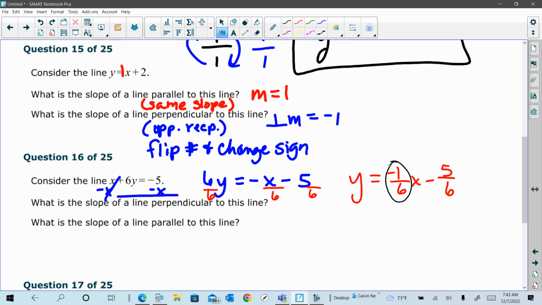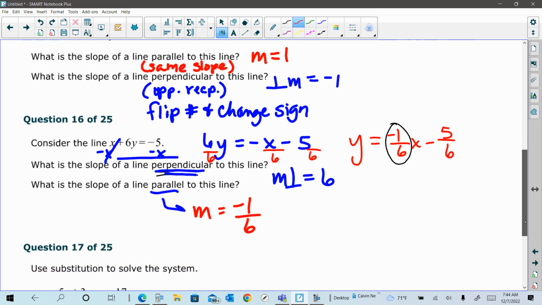So the perpendicular slope, the answer to number 1, is flipping that number and changing the sign. So this would be just 6, because when I flip it, I would get 6 over 1. So we can just keep it as 6. The parallel slope is the same answer as that slope that we have here. That's just a negative 1/6. So you have to have it in slope-intercept form to read off the slopes. Make sure the equation's solved for y.